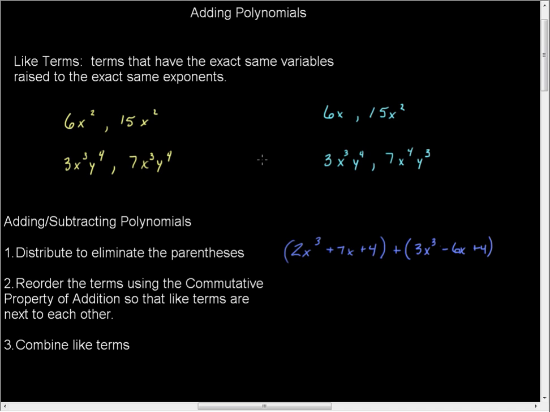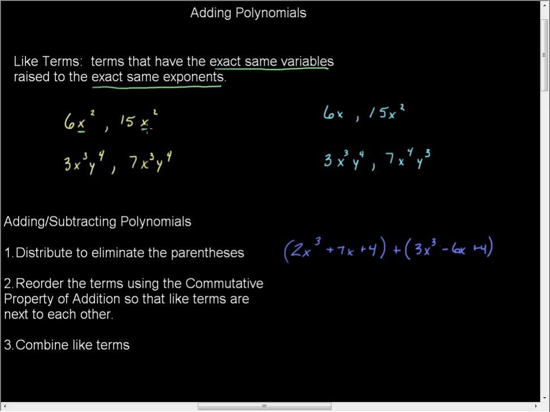Like terms are simply terms that have the exact same variables raised to the exact same exponents. They can't mix and match exponents, as we'll see. In the yellow here, I've got a couple sets of like terms, and I just want to go through here and show you why. So we have the exact same variables with the exact same exponents. Remember, there are two conditions that we have to satisfy.